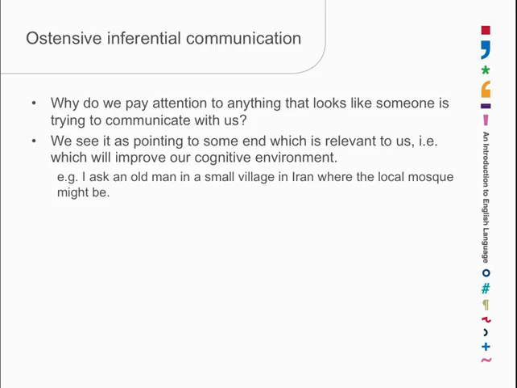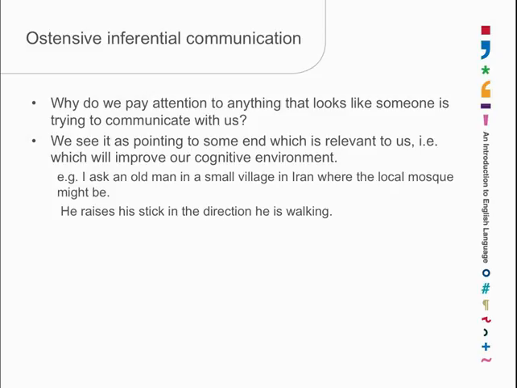So let's suppose that I'm traveling through Iran, and I ask an old man in a small village in Iran where the local mosque might be. I may have difficulty doing that because my Farsi may not be too good. The locals might call it Persian, but it's one of the family of Farsi languages. Well, I do my best. He sort of roughly gets it, and he raises his stick in the direction that he's walking.